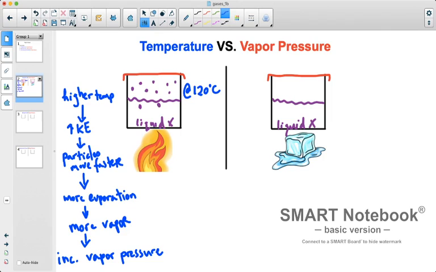Now, on our right-hand side, the same identical beaker, closed system, liquid X, is going to be at a temperature of 10 degrees Celsius because we're going to put some ice cubes underneath it. So it's going to be at a lower temperature. We want to manipulate temperature just so we can see the relationship. As we lower the temperature, we tend to see the kinetic energy, or the energy of motion, decrease.